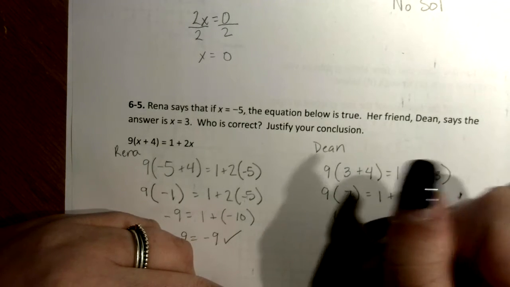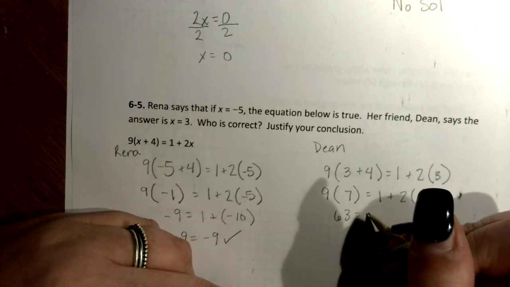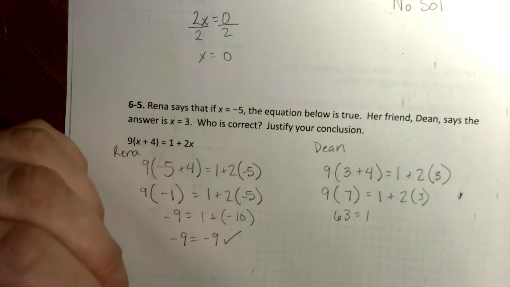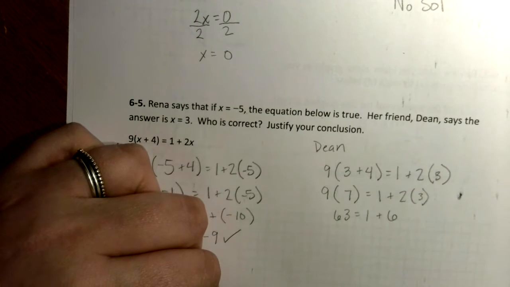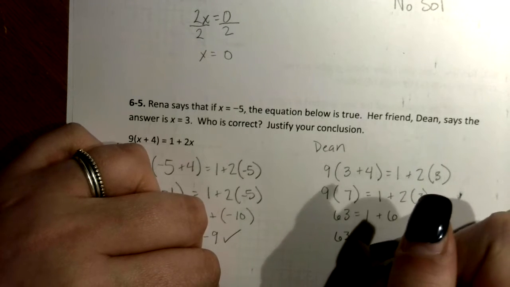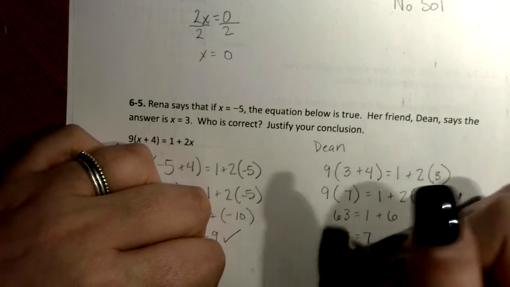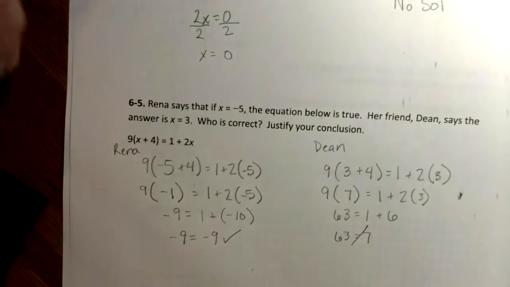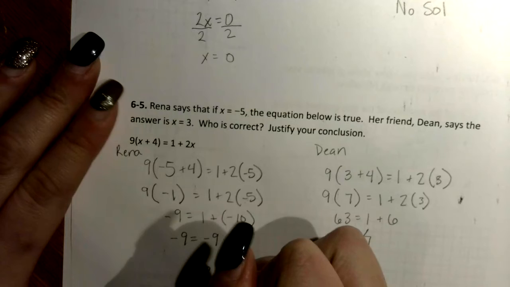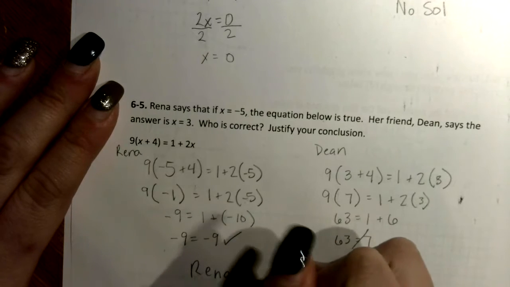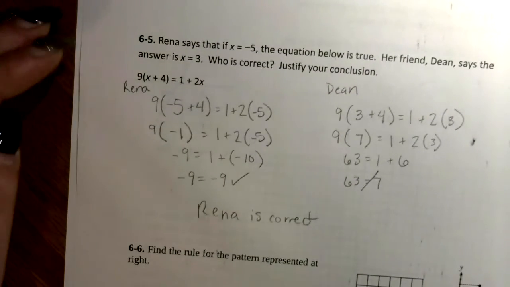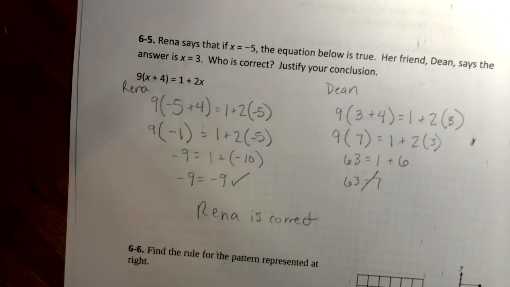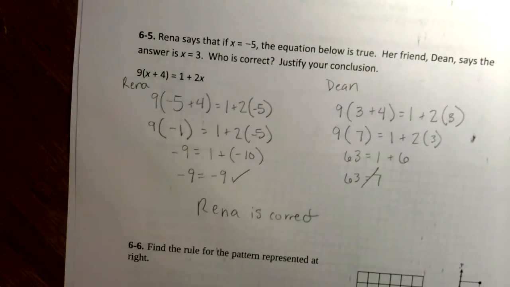Is 63. Okay, and then we would do our multiplication here, and that 2 times 3 is 6. 63 equals 7. What? No, I don't think so, Dean. So our answer would be that Raina is correct, just like that. Okay, and justifying our conclusion is showing us these two things right here.